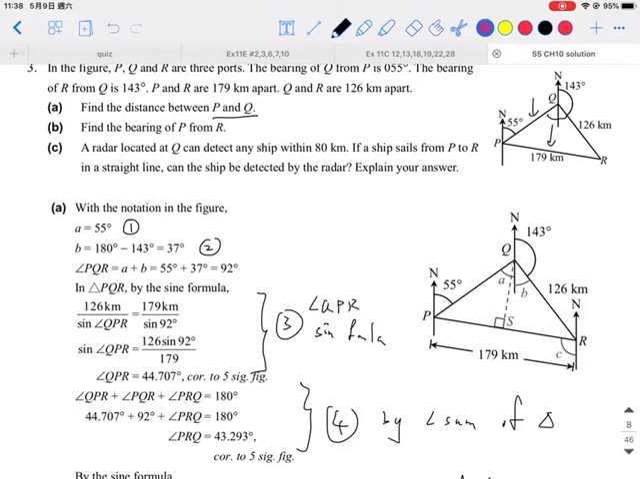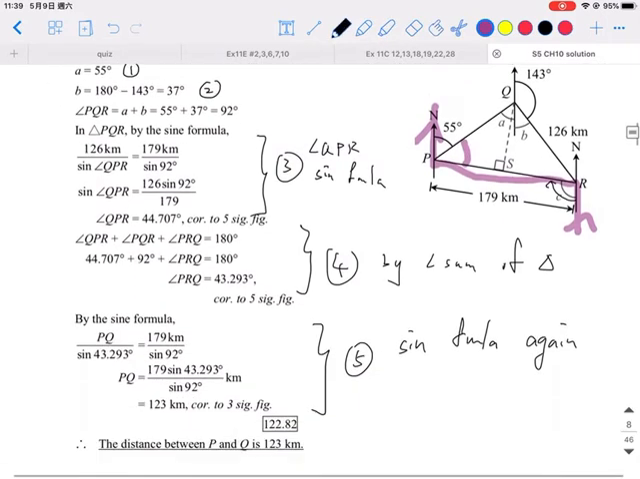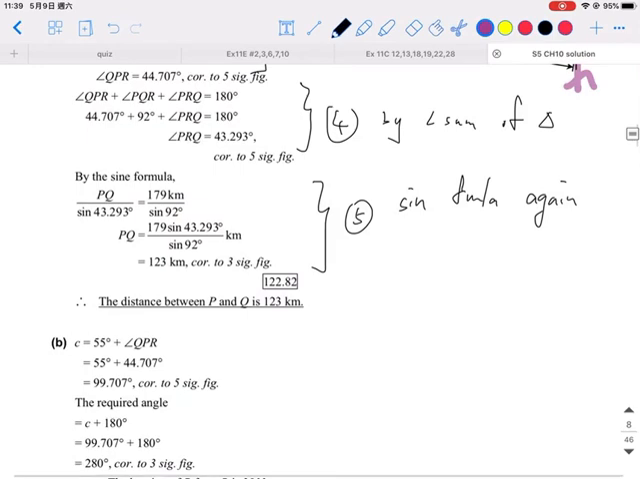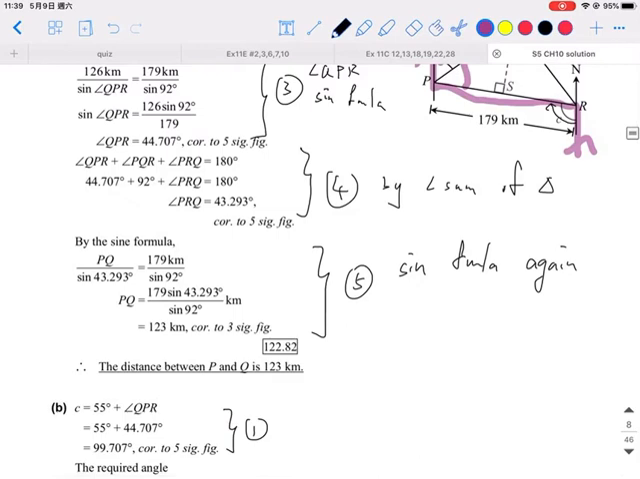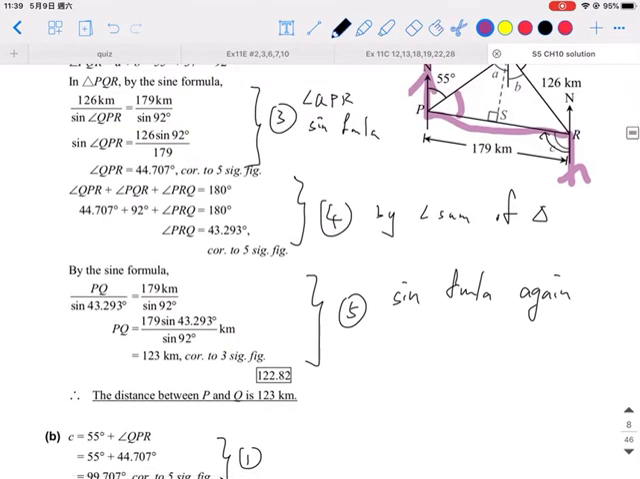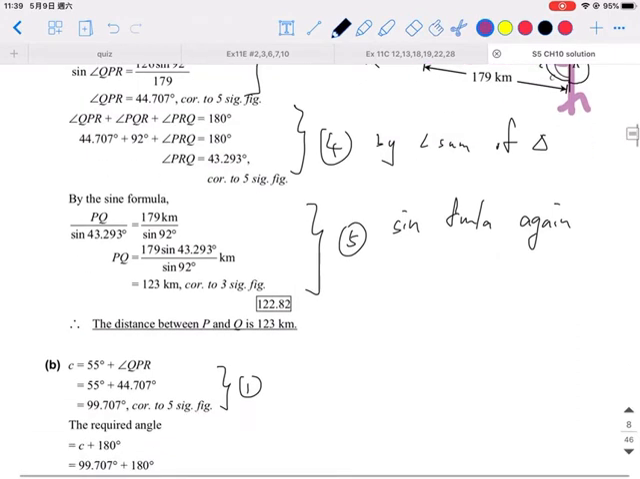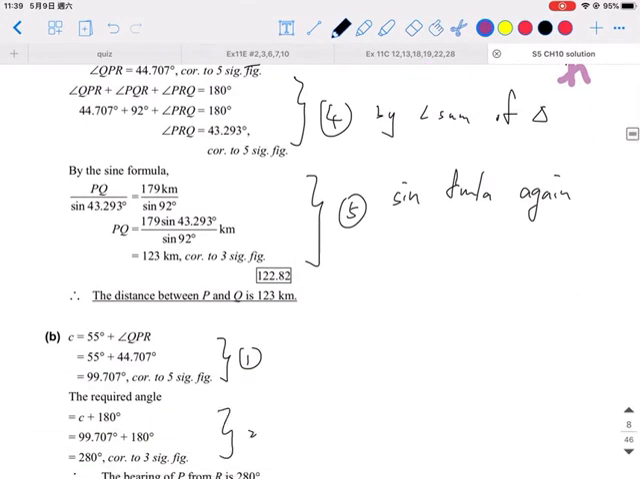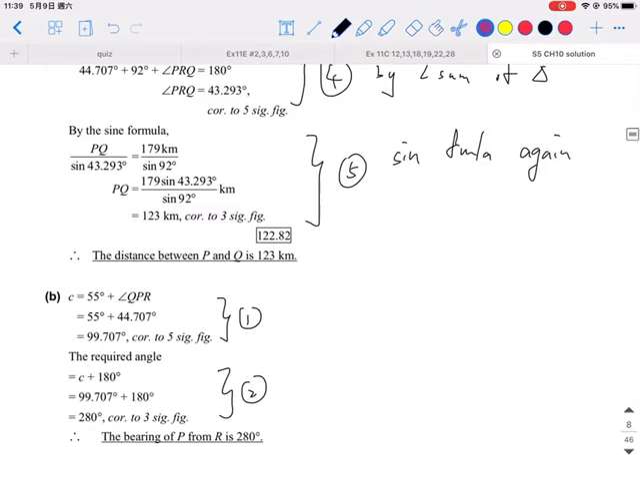So our target is how can I find this angle C? Okay, it's not difficult because according to parallel lines, it must be 55 degrees plus angle P here, right? So therefore, angle C is the first part. And then our bearing is from 0.00, that means 180 degrees plus C. So this is the second part. Then you can get the answer of the bearing.